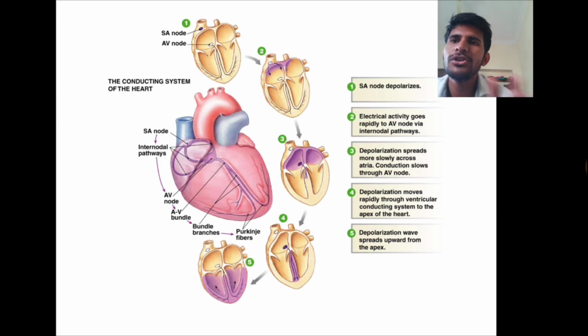You should know the conductive system of the heart. It is a 5 marks question. So here you can see SA node, internodal pathways, AV node, AV bundle of His, bundle branches, and Purkinje fibers. Have a look at it.